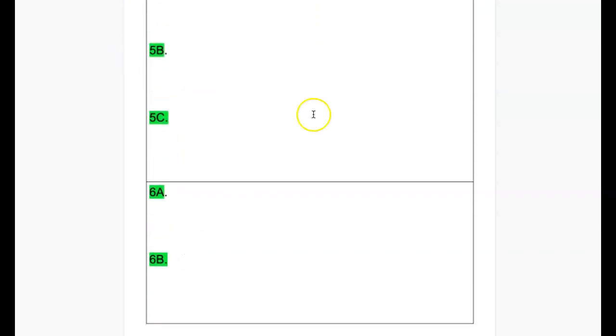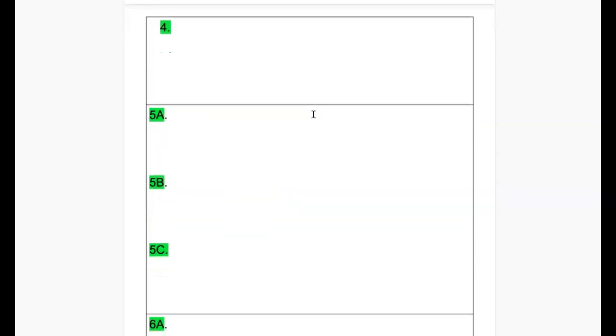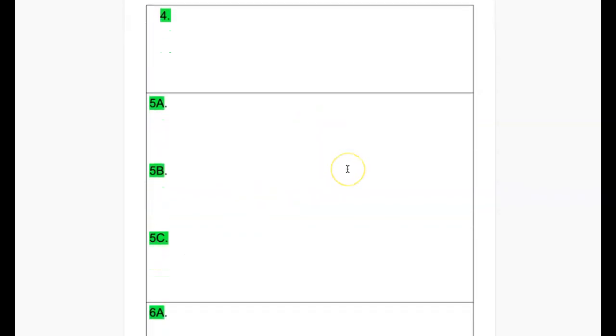The second page needs to look like 4, 5A, B, and C, and then 6A and B. So go ahead and pause the video and get your second page set up to look just like this. Then the third page needs to look like this. You have 7A, B, and C, and 8.